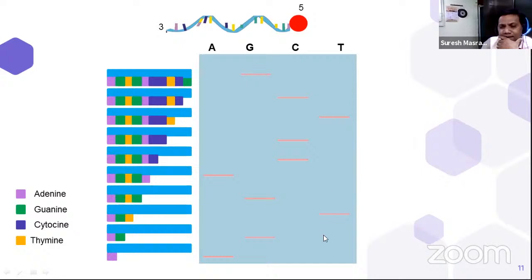Now, after this band, the upper band is seen in the lane of T, indicating that the third attaching dideoxynucleotide must be dideoxy thymidine triphosphate, and therefore we analyze that the third attaching nucleotide is thymine.